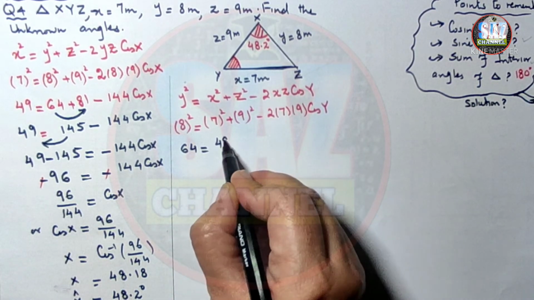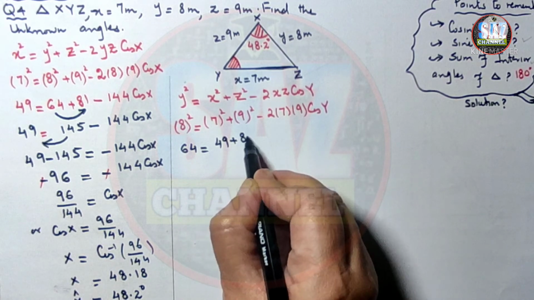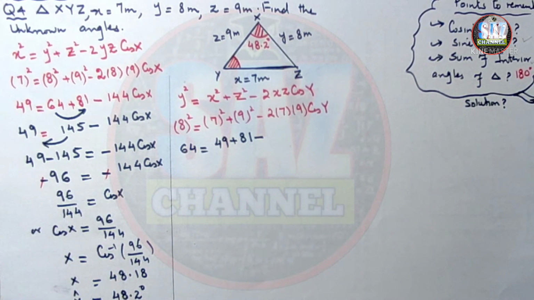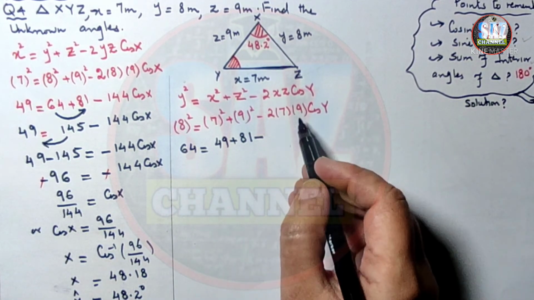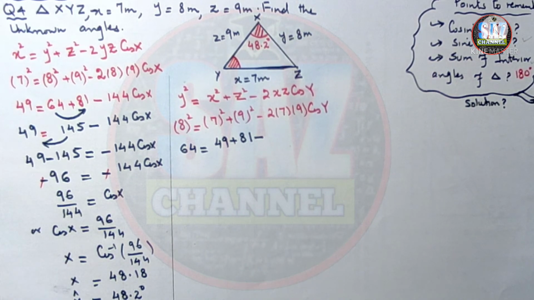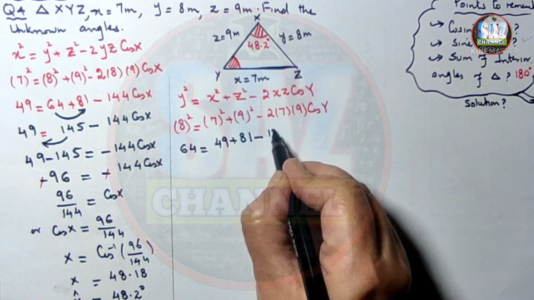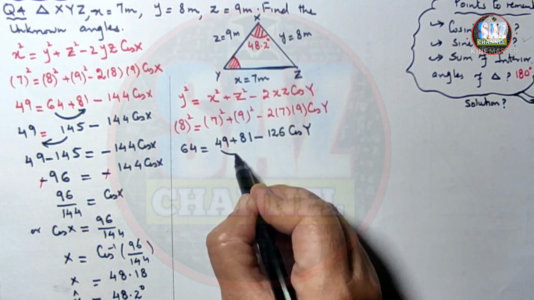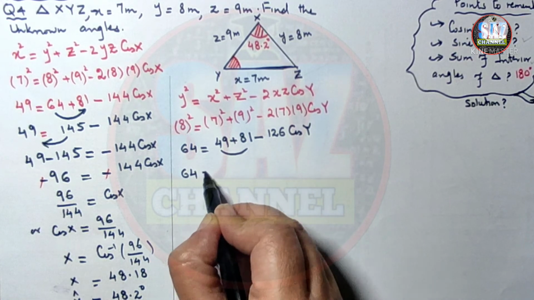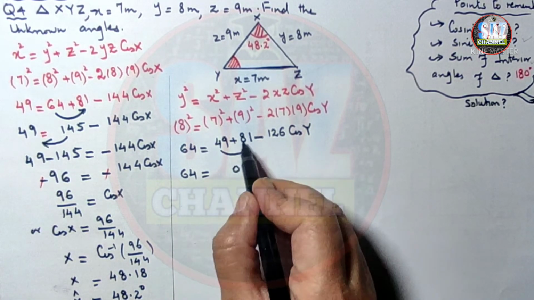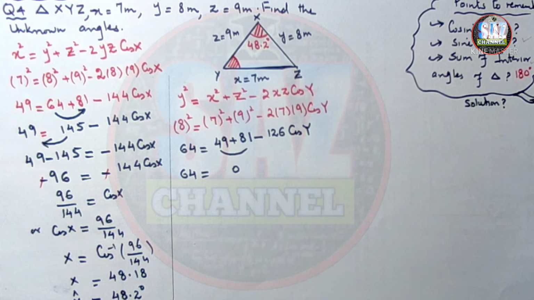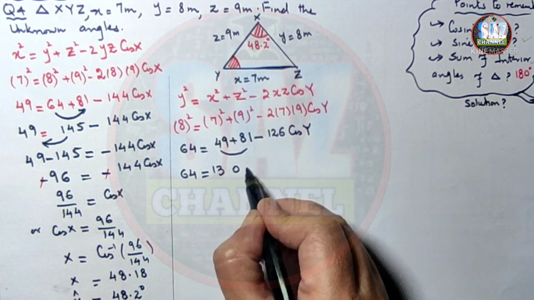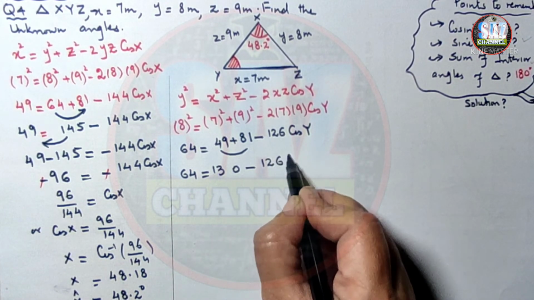49 plus 81 minus 7 2s are 14 multiplied by 9 is 126. 9 2s are 18, 18 multiplied by 7, 126 cos of y. First of all, add up these two numbers. 64 equals 49 plus 81, and this gives me 130 minus 126 cos y.